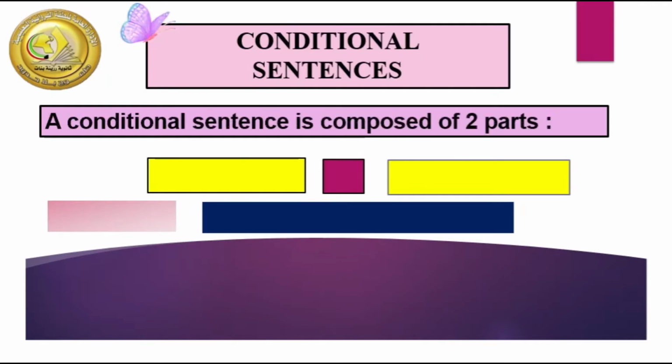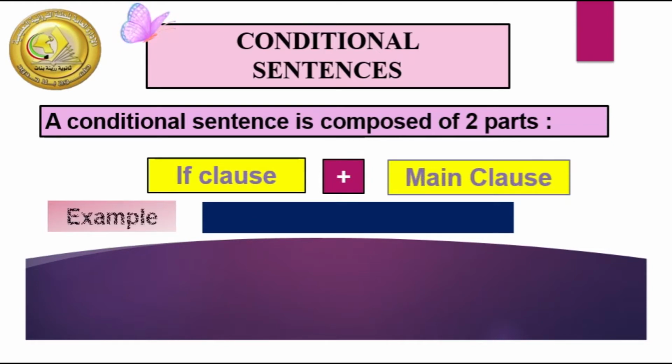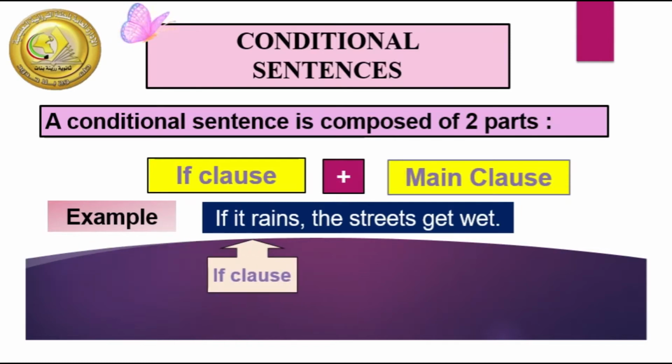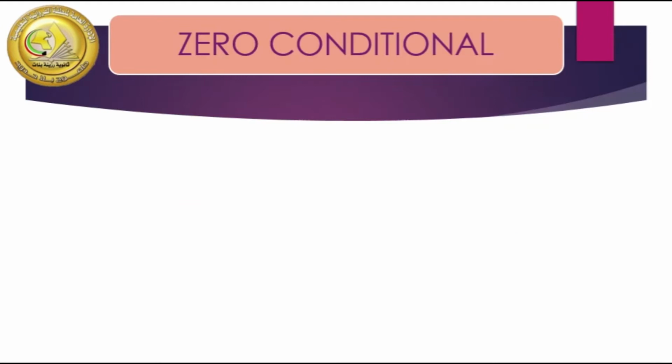A conditional sentence is composed of two parts. The first part is called the if clause. The second part is called the main clause. Let's look at this example. If it rains, the streets get wet. The first part, if it rains, is the if clause. The second part, the streets get wet, is the main clause.